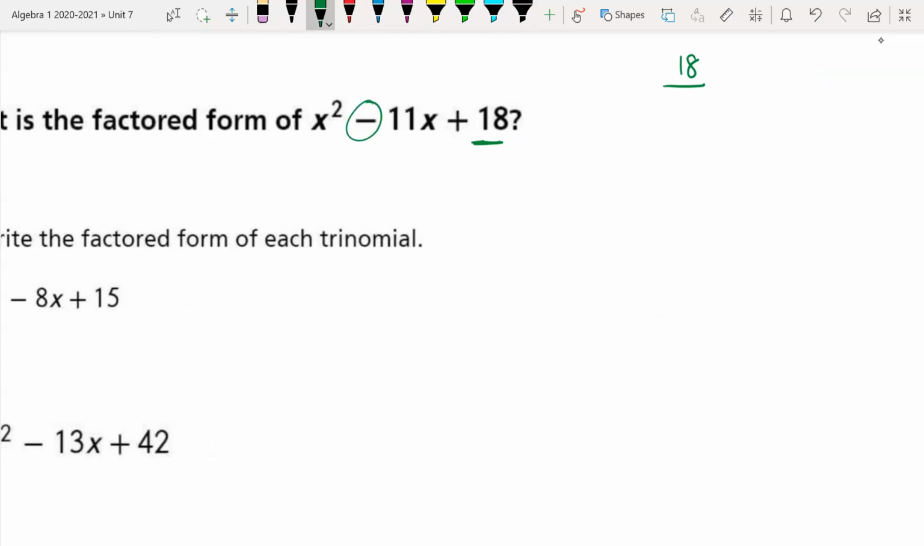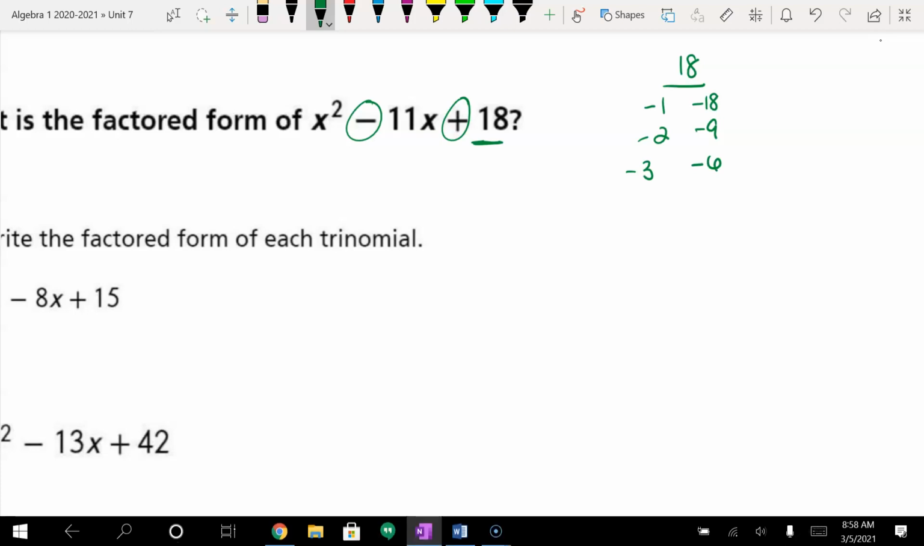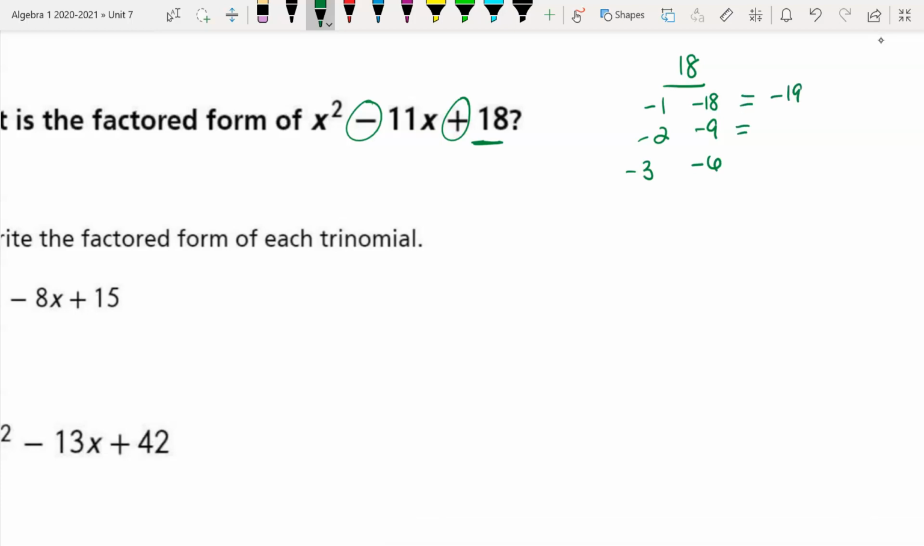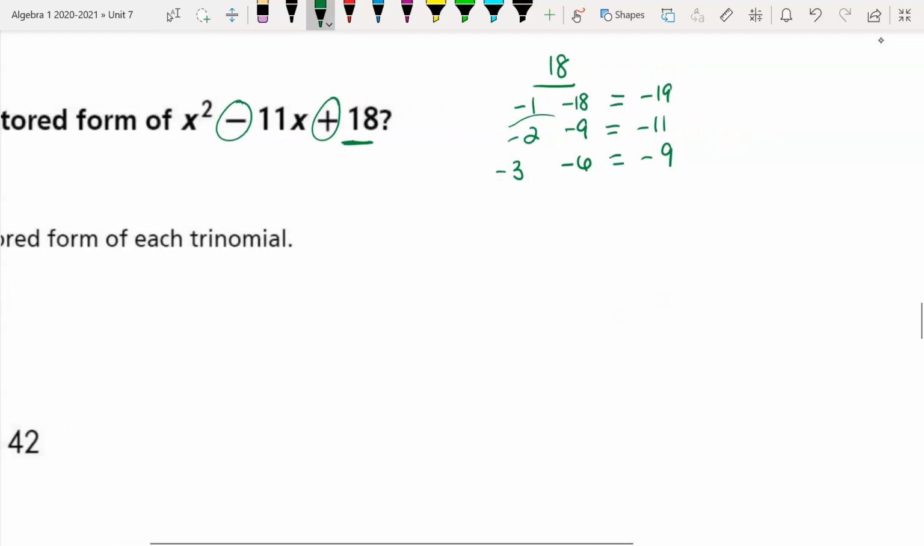If you have a negative in the middle and a positive at the end, that means both your numbers need to be negative when you factor. So I would say negative 1, negative 18, because what's a negative times a negative? Well, that's a positive. So when you do this, I would add them. That'd be negative 19, negative 11, or negative 9. Right here, if you notice, negative 2 and negative 9 adds up to that middle number. So I'm going to say x minus 2, x minus 9.